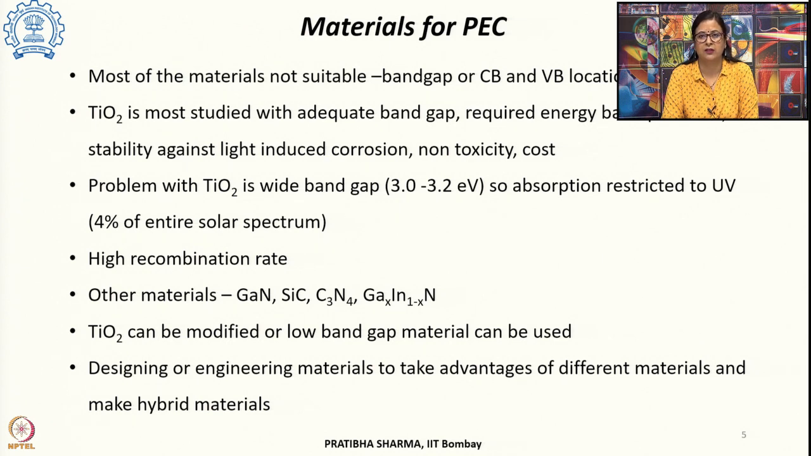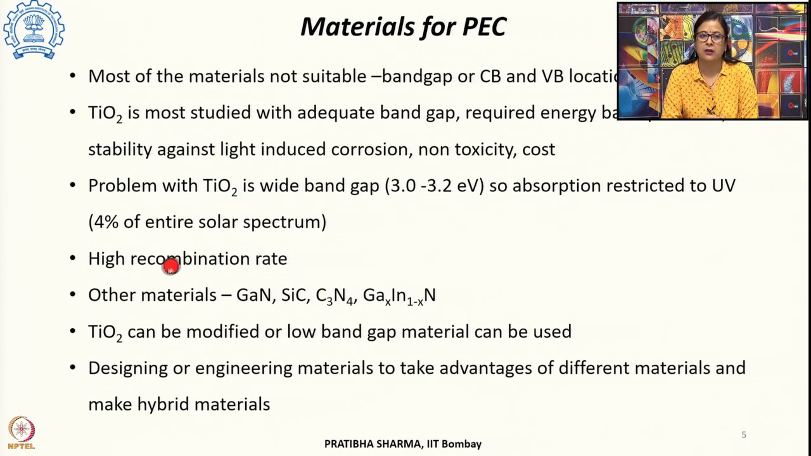But the major problem associated with this material, titanium dioxide, is that it is a wide band gap material. So, the band gap for this material lies in the range of 3 to 3.2 electron volt. And if we convert that into wavelength, that comes out to be lying in the UV region, ultraviolet region. So, for this material, the absorption is restricted basically to the ultraviolet region. And this ultraviolet region, if we look at the entire solar spectrum, constitutes only 4% of the entire solar spectrum. As such, a major portion of that remains unabsorbed if we use this material.